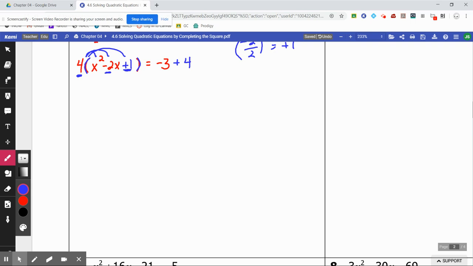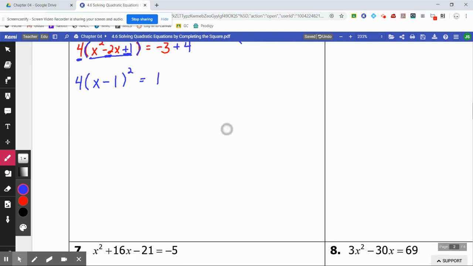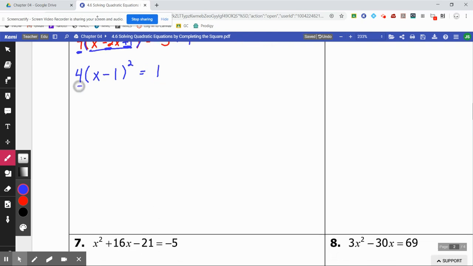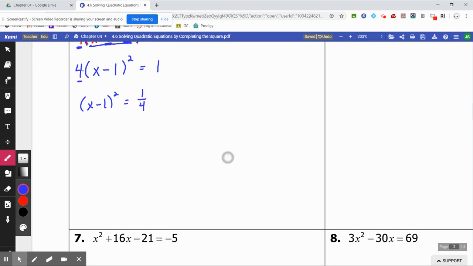Now, do the same thing. We're going to take our 4, bring it down. We're going to factor our perfect square trinomial. It's always going to be a square. What adds to give you negative 2 and multiplies to give you a positive 1 is negative 1 and negative 1, which is, again, always half of that. Negative 3 plus 4 gives you 1. Now the number that you factored out, I'm moving to the other side. Since it's being multiplied, I can move it to the other side by dividing.